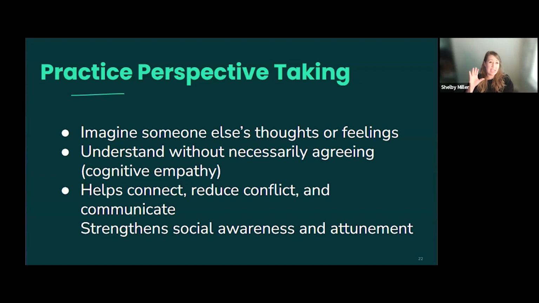So you're not saying they're right on the side of the issue they've come on, or that you believe the same thing. You're just recognizing from their point of view, it makes sense why you've come to that, right? So it's a super useful skill. In conversations and relationships, it's going to help you connect better with others. It's going to help avoid conflict.